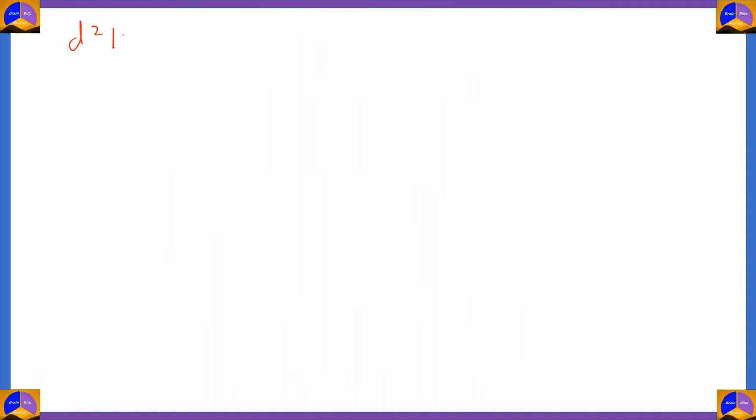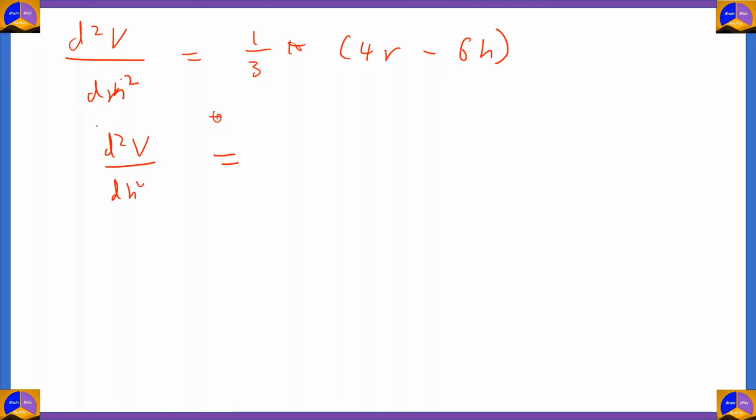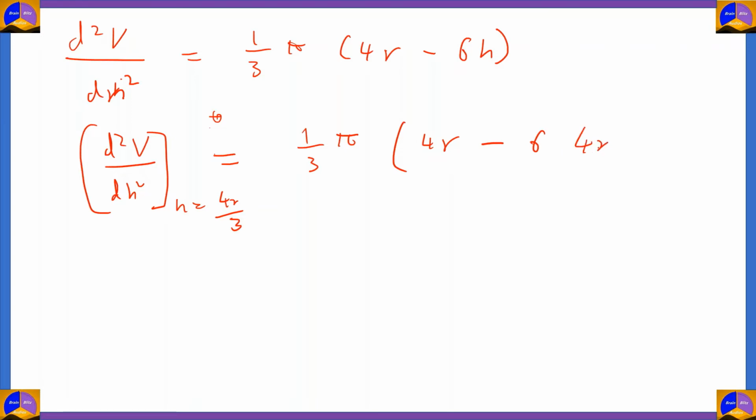Now we'll do the second derivative. d square v by dh square will be equal to 1 by 3 pi into 4r minus 6h. So now we'll put the value of h here. So d square v by dh square at h is equal to 4r by 3 will be 1 by 3 pi into 4r minus 6 into 4r by 3.